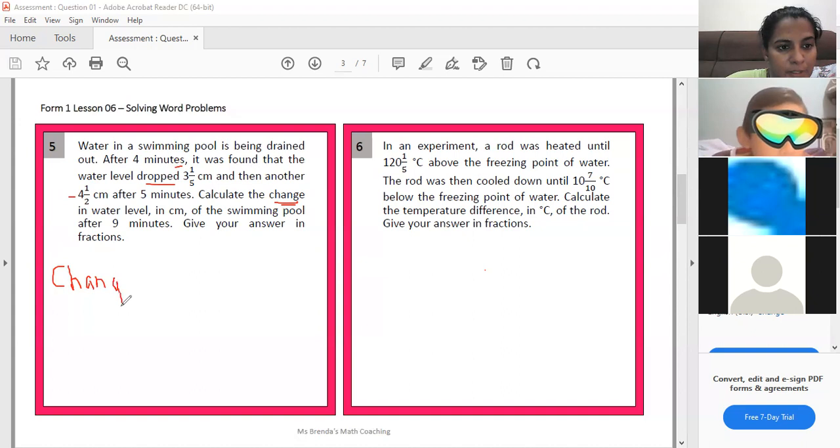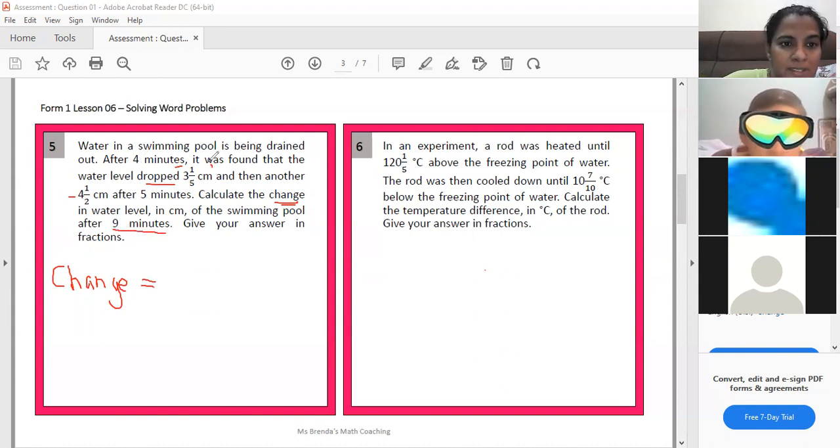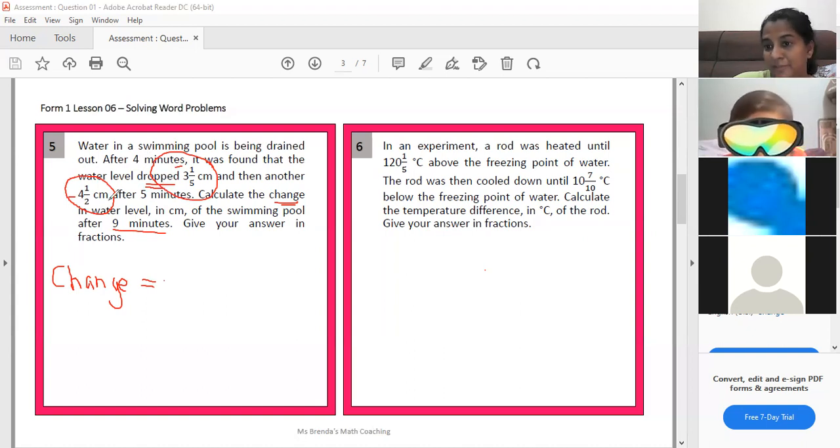Change equals, you want to find how much the water has dropped in 9 minutes. So the first 4 minutes is this much. The second 5 minutes is this much. So remember this, water dropped. The first 4 minutes plus the 5 minutes. That's what you're going to do. The 4 minutes, how much the water dropped, plus the 5 minutes, how much the water dropped? Okay.